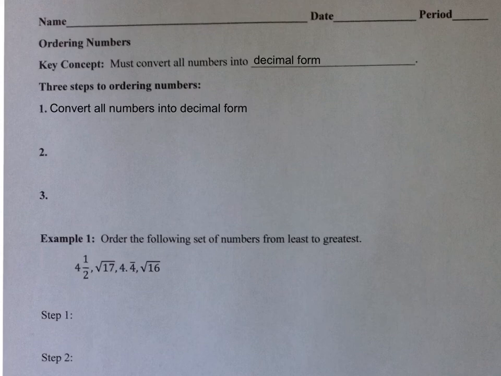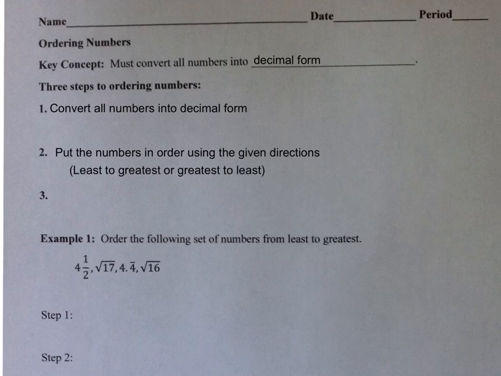Step 2, after we convert all of our numbers into a decimal form, is you're going to put the numbers in order using the given directions. So what I mean by putting the numbers in order using the given directions, sometimes directions will say least to greatest. Other times directions will say greatest to least. And sometimes directions are going to say least to greatest or greatest to least.